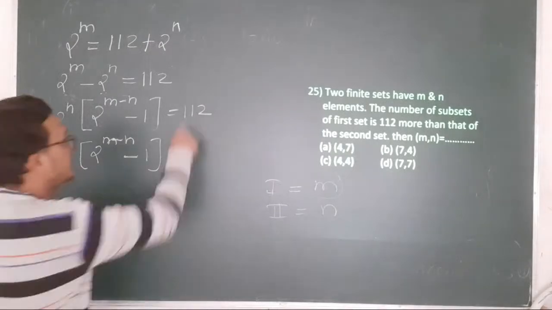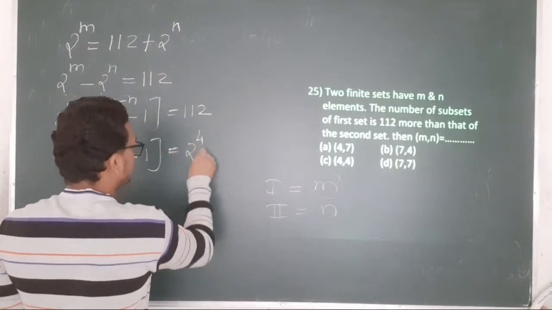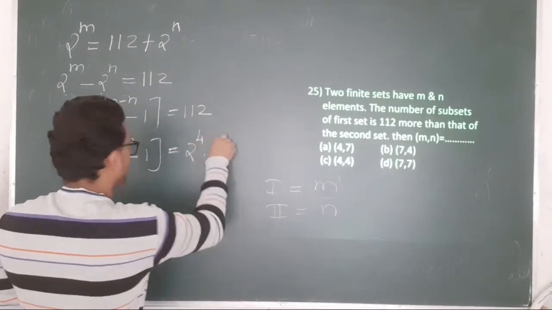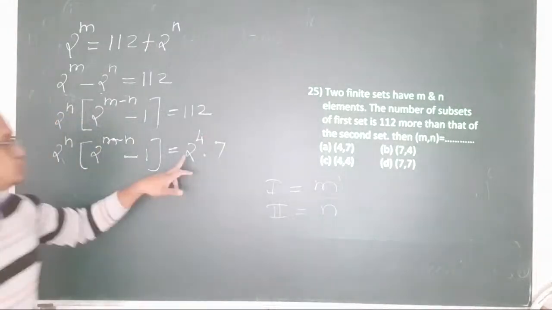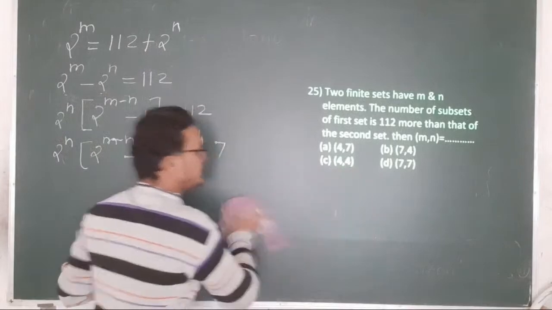112. How can we write this in the form of 2 to the power? See, I think we can write like this: 2 to the power 4 into 7.